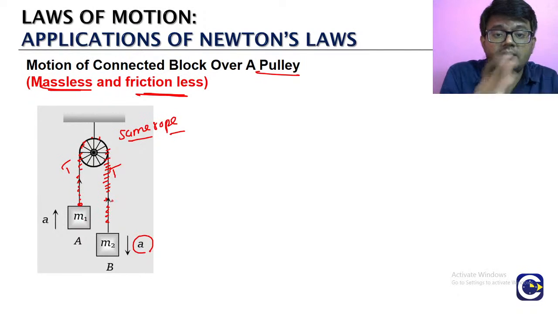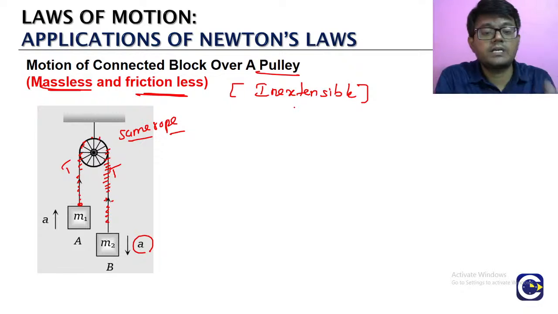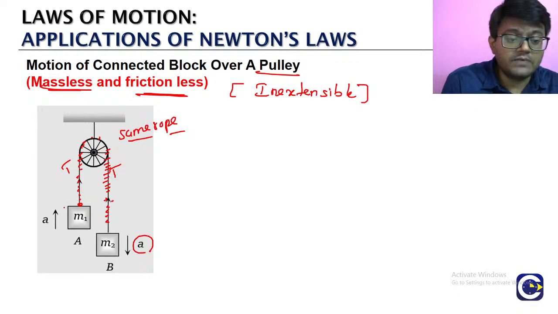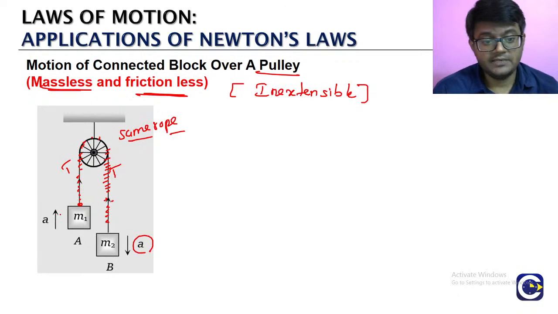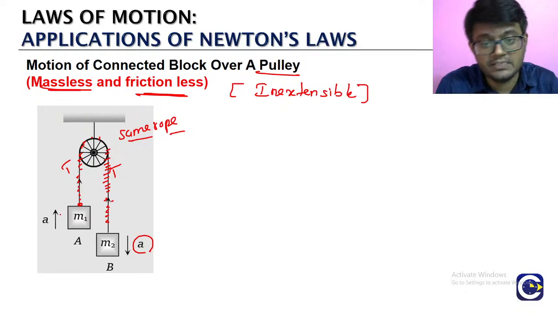Since they both are connected by a rope, remember we have been saying that ropes are what? Inextensible. Which means since they both are connected by the rope, their acceleration is going to be what? Numerically same. Which means if the block M2 is going down with an acceleration A, M1 also has to go up with the same acceleration A. Okay, so that is what we have seen as the connected bodies. Since the rope is inextensible, they will be having the same acceleration magnitude.